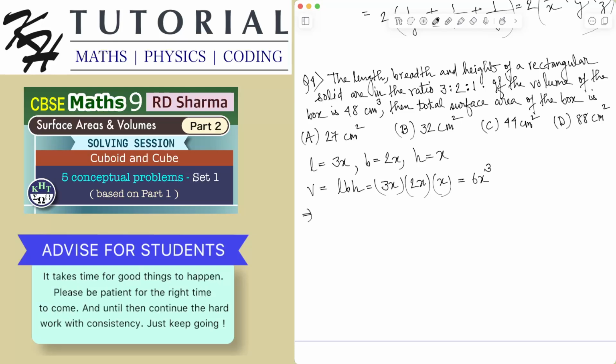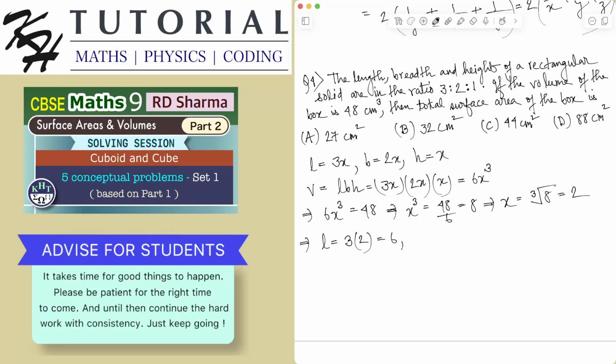This implies the volume is given as 48 centimeter cube. So we can say 6x cube is equal to 48. This implies x cube is equal to 48 divided by 6, which is 8. This implies x is equal to cube root of 8, which is equal to 2. So then this implies L is equal to 3x, 3 into 2, which is 6.